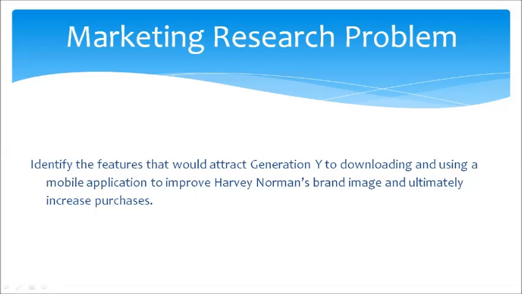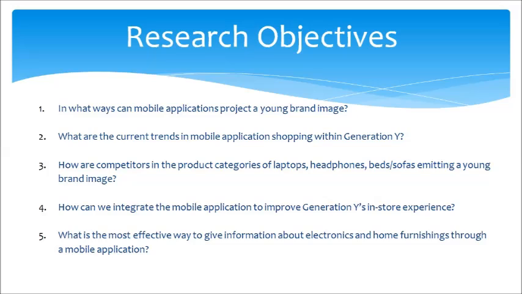From this, we decided that the marketing research problem was to identify the features that would attract Generation Y to downloading and using a mobile application to improve Harvey Norman's brand image and ultimately increase purchases. After establishing our marketing research problem, these are the research objectives we will be discussing in detail in this presentation.